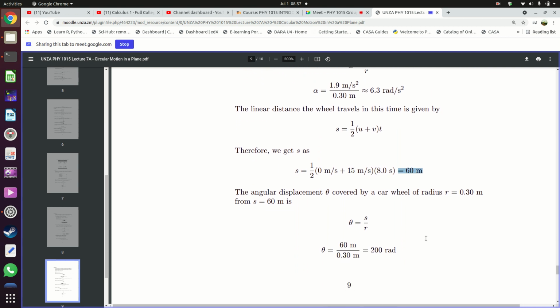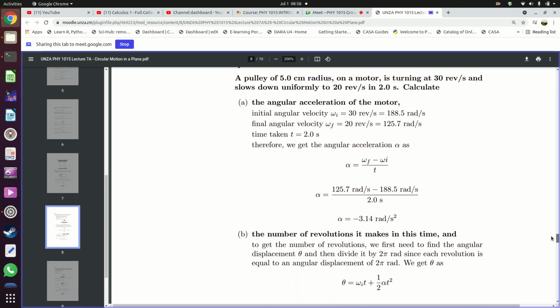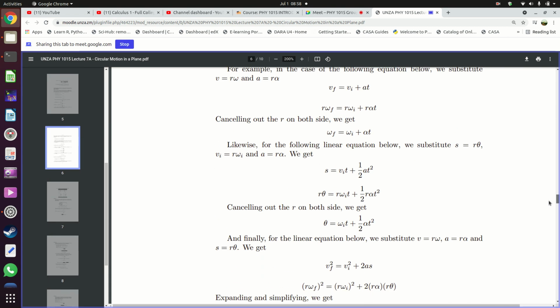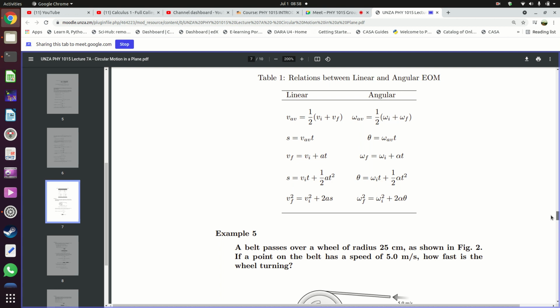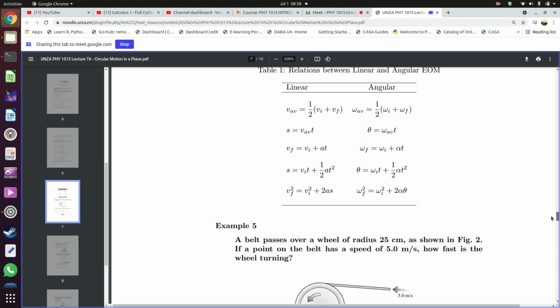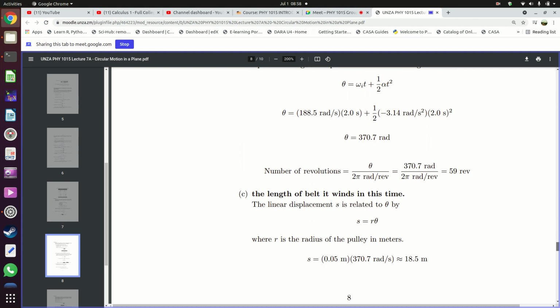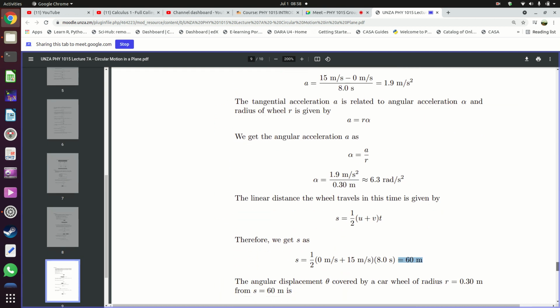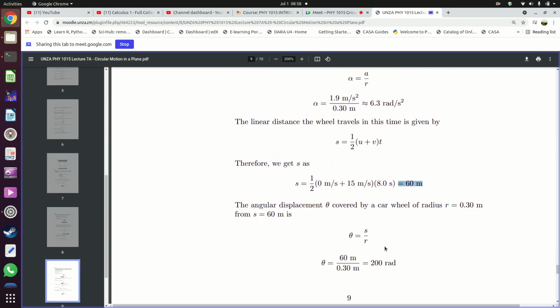If the car covers a distance of 60 meters, and this car has got a wheel with a radius of 30 centimeters, then we can use the formula we came up with: s equals r theta. If you remember very well, s equals r theta, then you make theta the subject of the formula, and you end up with theta equals s divided by r.